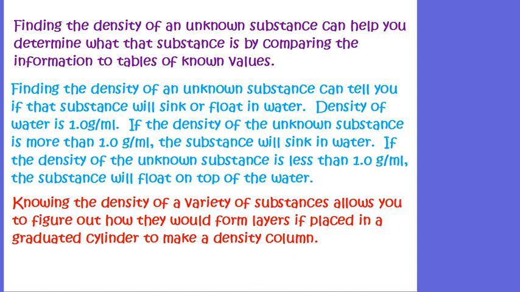If you know the density of a variety of substances, you can figure out how they would form layers if placed in a graduated cylinder to make a density column, like I showed you a few slides ago with all those different liquids and solids. So they will just make layers with the most dense layer on the bottom and the least dense layer on top, and it will just go in order of density.